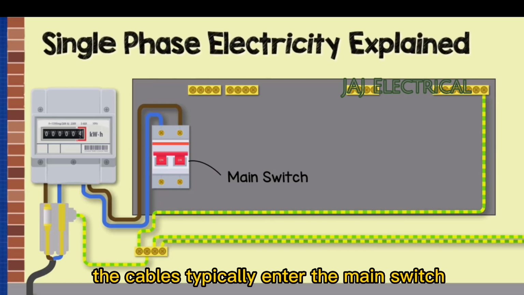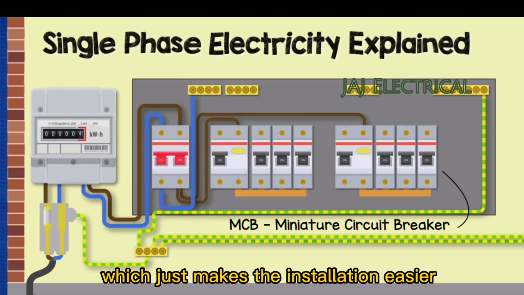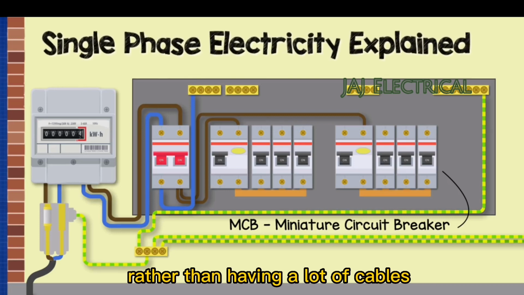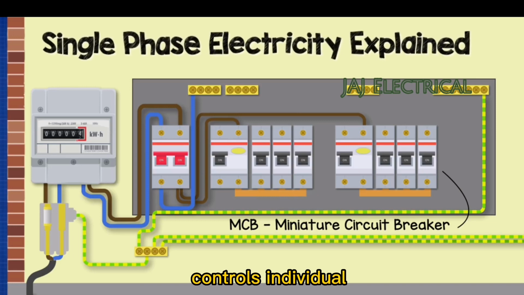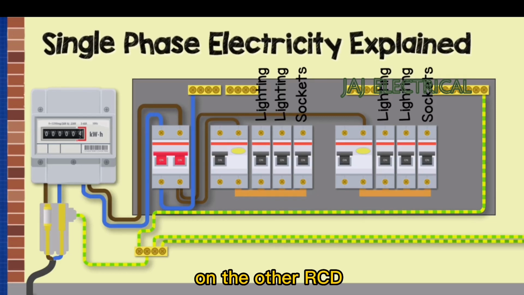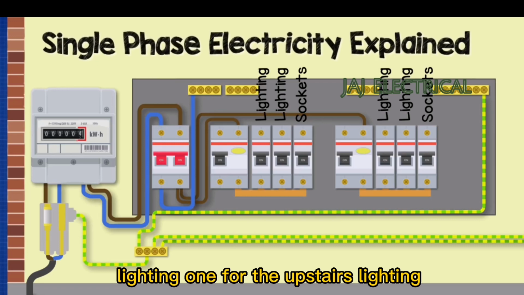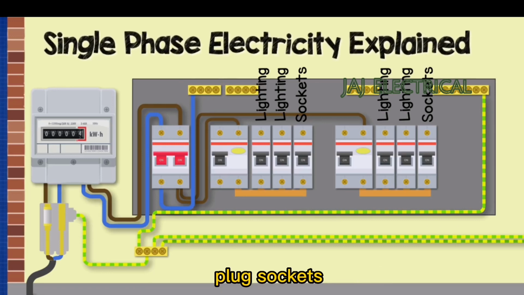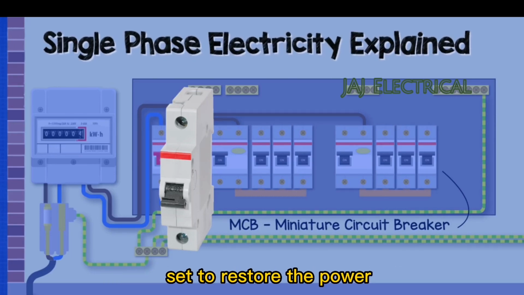The cables typically enter the main switch via the top terminals into each of the MCBs, which just makes the installation easier rather than having a lot of cables. The MCB, or miniature circuit breaker, controls individual smaller circuits. Maybe we have one for the stairwell lighting, one for the upstairs lighting, and one for the downstairs plug sockets. These switches will quickly and automatically trip to cut the power, but they also need to be manually reset to restore the power.